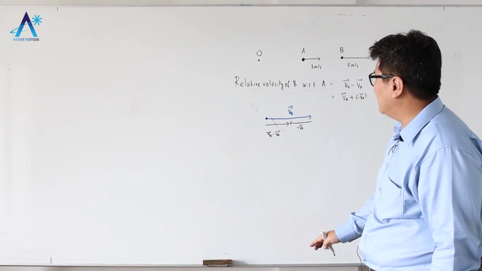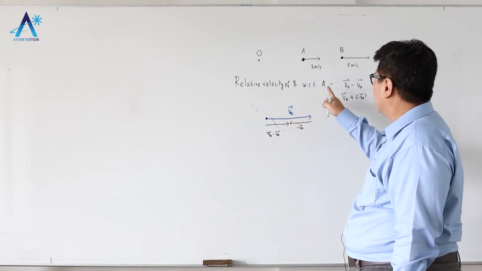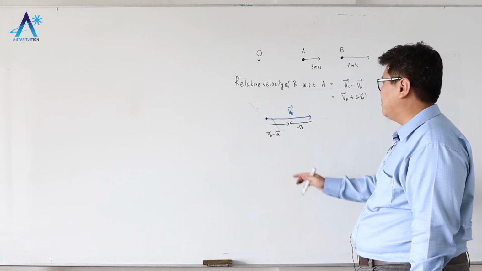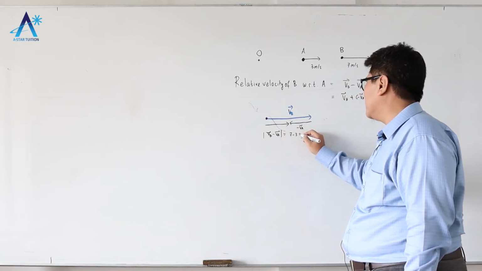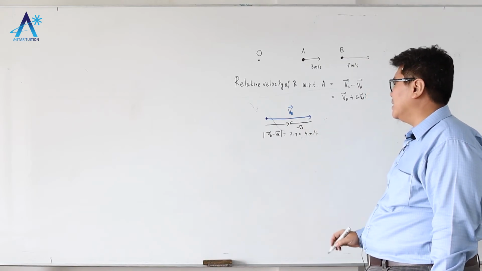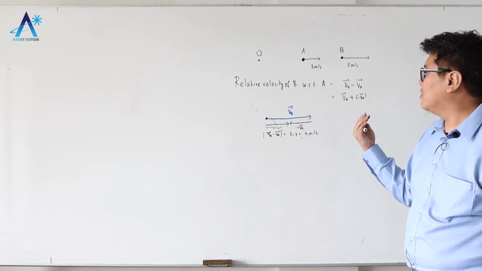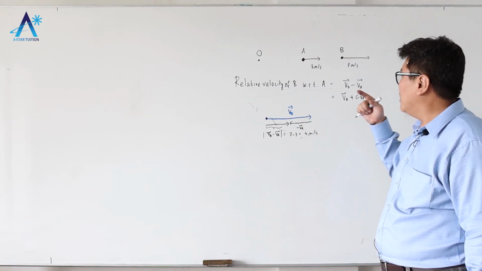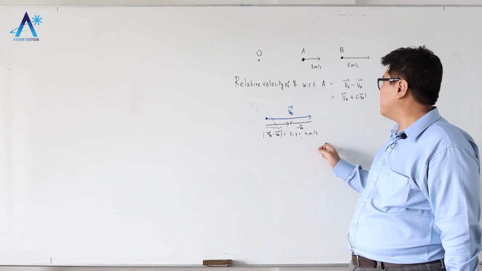Now you can see that the magnitude can be found easily by subtracting 3 from 7. So VB minus VA has a magnitude of 7 minus 3, which is 4 meters per second, and a direction to the right. So according to A, B is moving with 4 meters per second to the right.